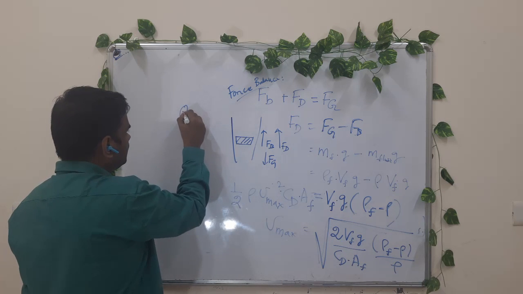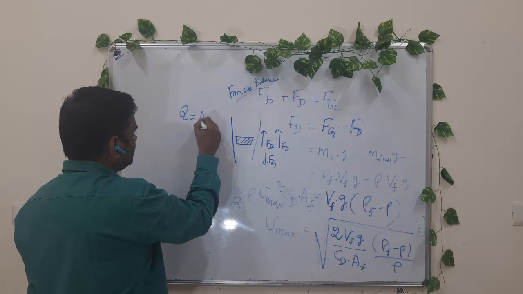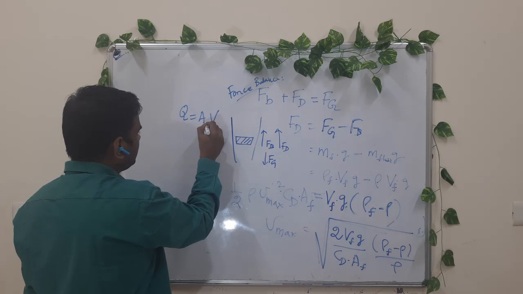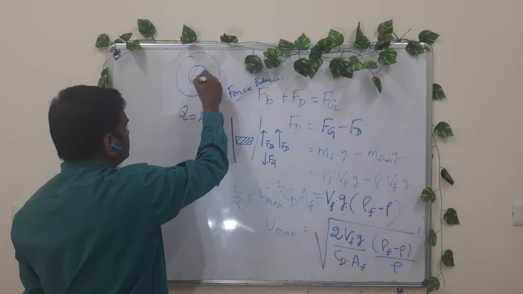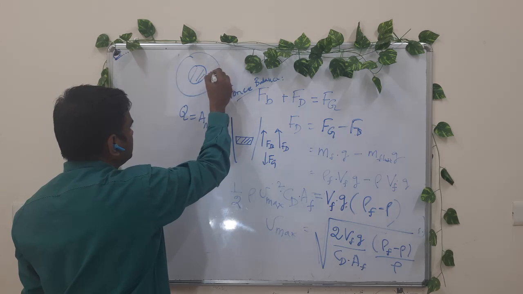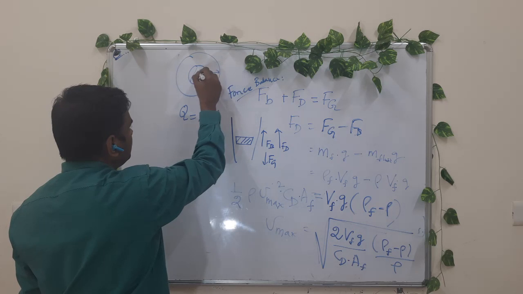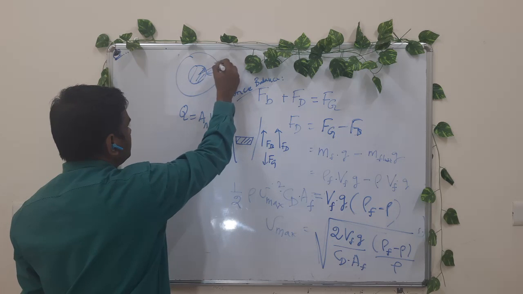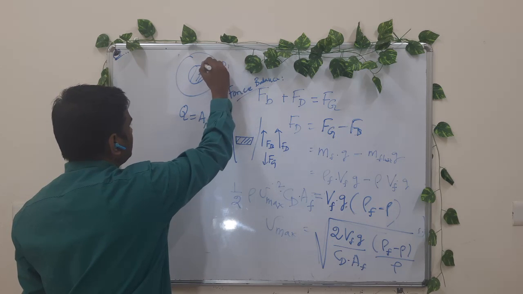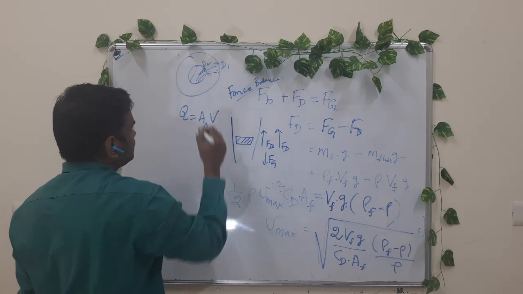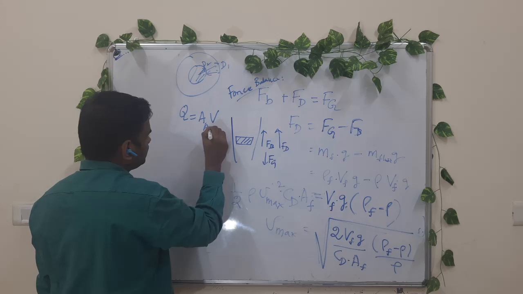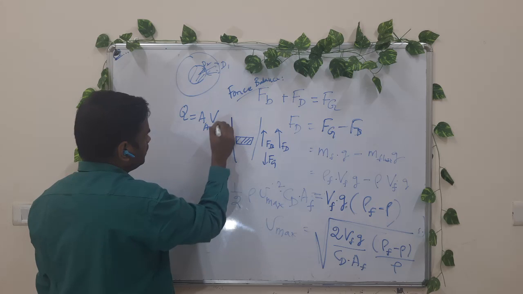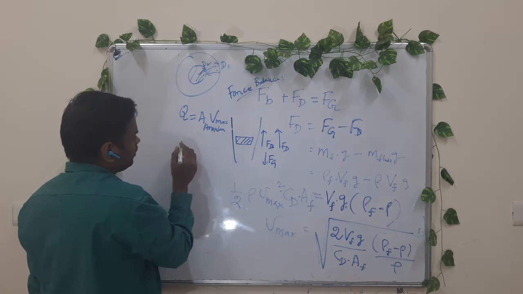We know that from the continuity equation for incompressible fluids, we have Q equal to A into V. What is the area? Area is the tube minus the float. So this is our region. We have this diameter, let me say D2, so we have D1 square minus D2 square. That is the area of the annular region. So area of annular region into Vmax is the volumetric flow rate.